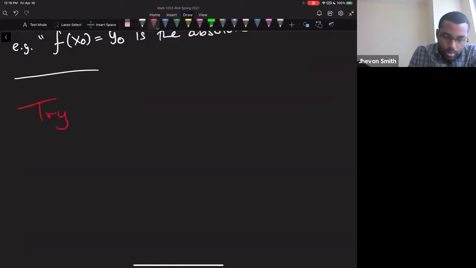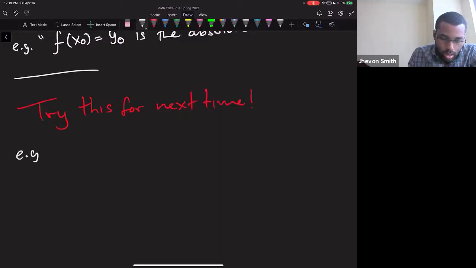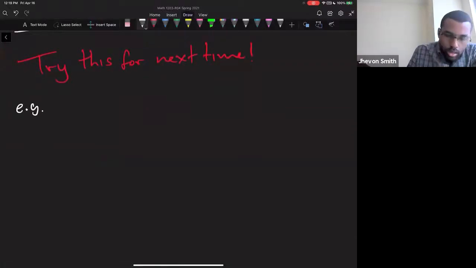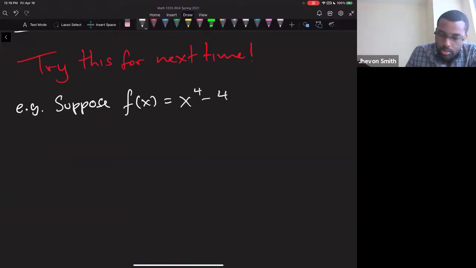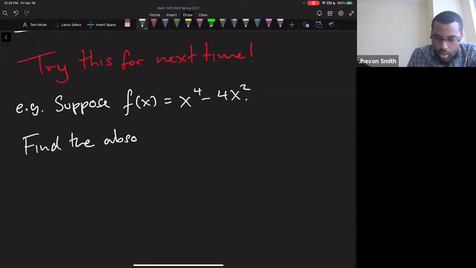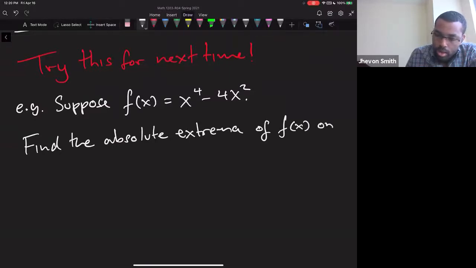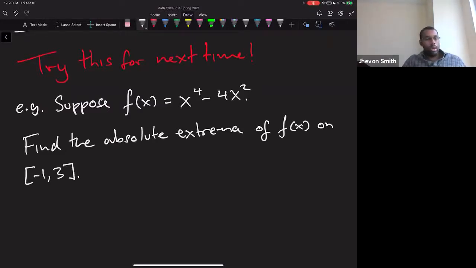Try this for next time. My writing's all over the place today. Example, suppose f of x equals x to the fourth minus 4x squared. Find the absolute extrema of f on the interval minus 1 to 3. Okay, so you're going to find that. And that's the closed interval method.